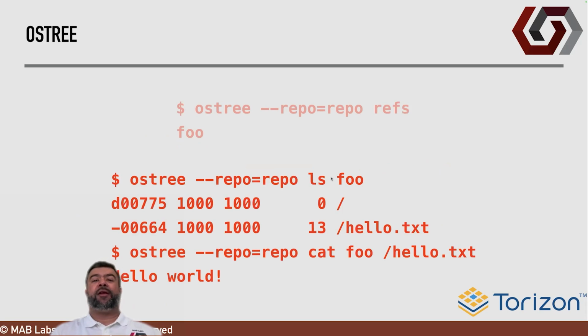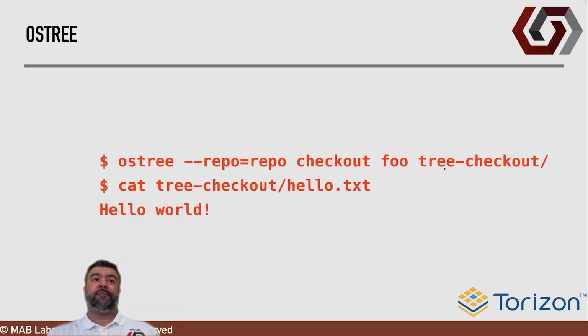Because OSTree is operating on a file level, whereas in Git it's strictly objects, files are core to OSTree's management system. We can run typical file commands as part of OSTree. So if we run ostree --repo and then the ls command with the branch that we want, we can see that we have a hello.txt file underneath the root of this OSTree branch. And if we cat the contents of this file, we can see that hello world is there.